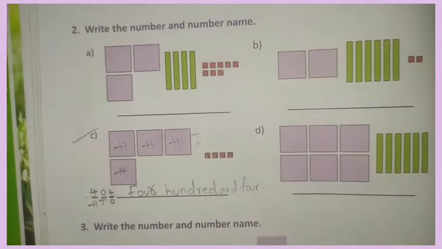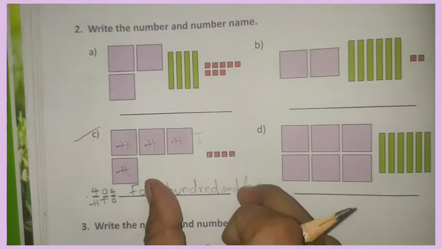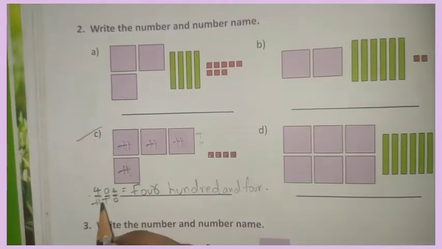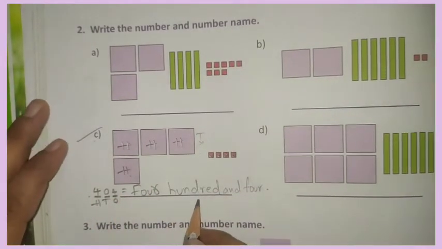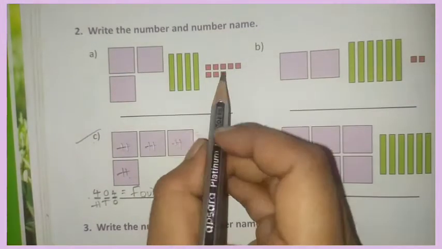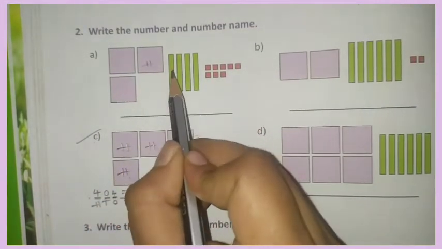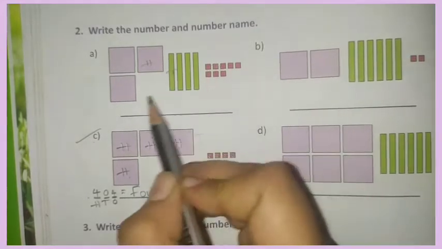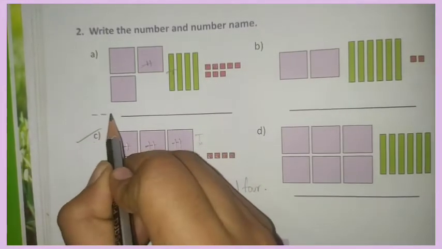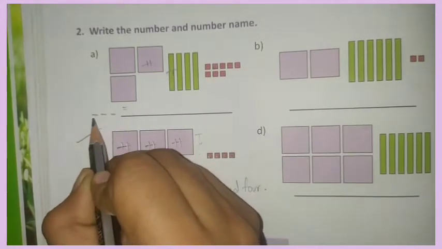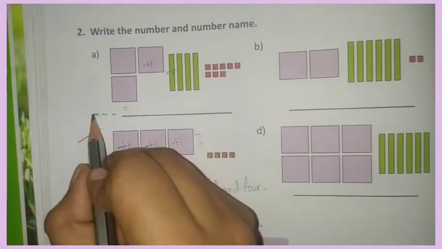404 is the answer. This is number name, this is number. Okay, you have to write number and number name. Okay, look here, these hundreds, tens, ones. Hundreds given, tens given, ones given. Okay, hundreds. How many hundreds are there? Count here and write here.